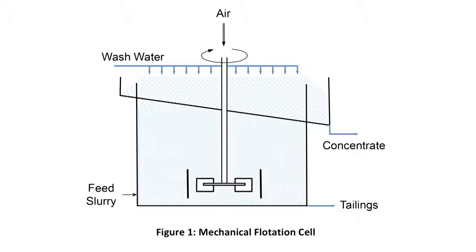The bubbles rise to the surface, forming a froth layer, hopefully carrying the hydrophobic ore particles with them. This froth overflows and is collected as the concentrate. Water is also withdrawn from the base of the cell to remove the uncollected solids in a tailings stream. We can wash the entrained gangue mineral from the froth layer by adding wash water.